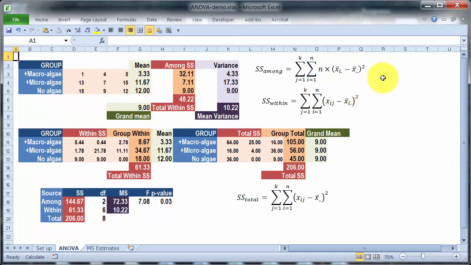So for the plus macroalgae, after a period of time, out of 15, 1, 4 and 5 remained in the three replicates. For the plus microalgae, 13, 7, 15 and then 15, 9 and 12 for the no algae. And there you can see the means calculated there in green and the variances.